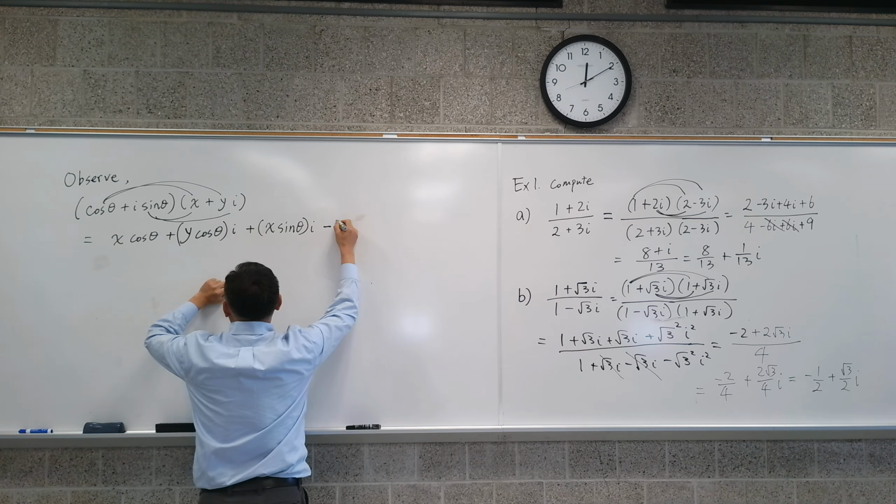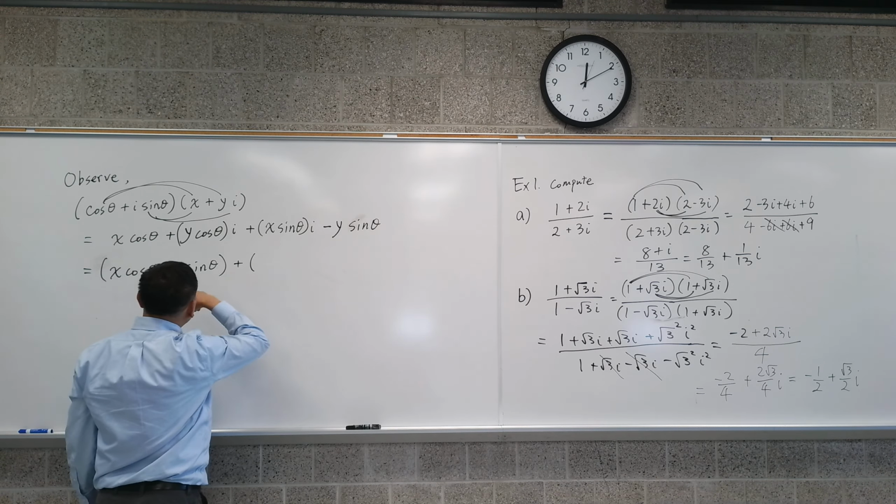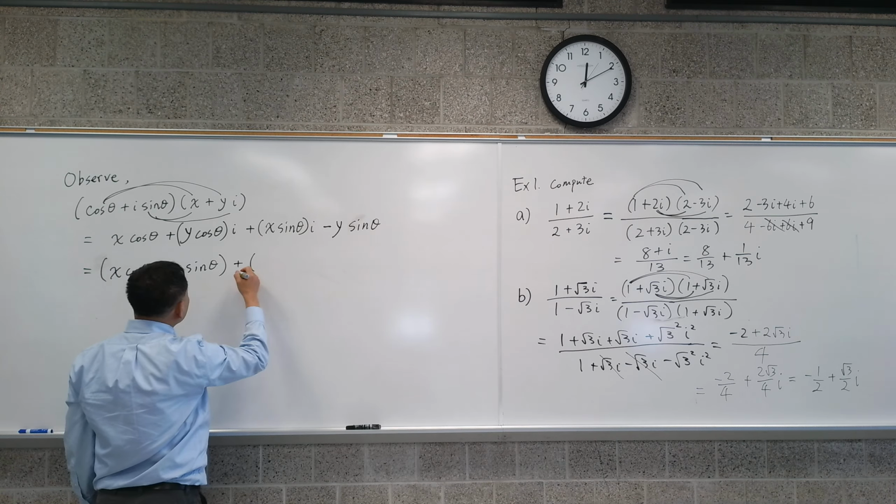Furthermore, if you collect the real part and the imaginary part, you get x cosine theta minus y sine theta as the real part, plus the imaginary part. Let's write down the x first. The imaginary part, you get x sine theta plus y cosine theta times i. Where did we see this before?